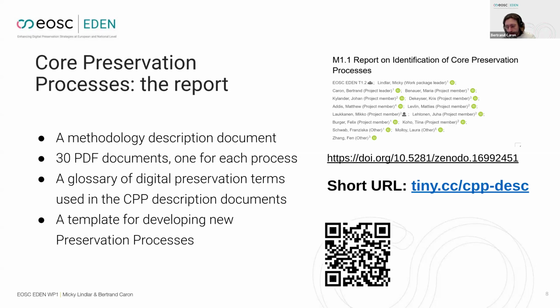So we created here some easy access ways. The QR code and a short URL, tiny.cc/cpp-DESC if you want to quickly access the report. I would like to mention that we do not commit to the persistence of this short URL, which should be used just for convenience of access. So if you want to reference the outcome, the report itself, you should still use the DOI from the Zenodo publication.